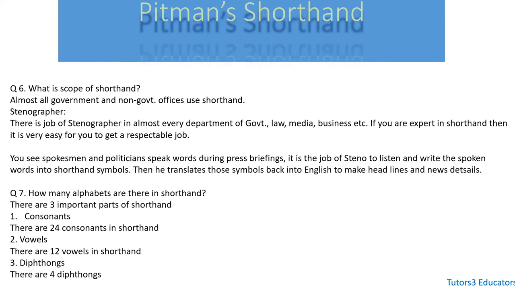Another question is, how many alphabets are there in shorthand? There are 3 important parts of shorthand. Consonants: there are 24 consonants in shorthand, right? In English, we have 21. And vowels, there are 12 vowels in shorthand.